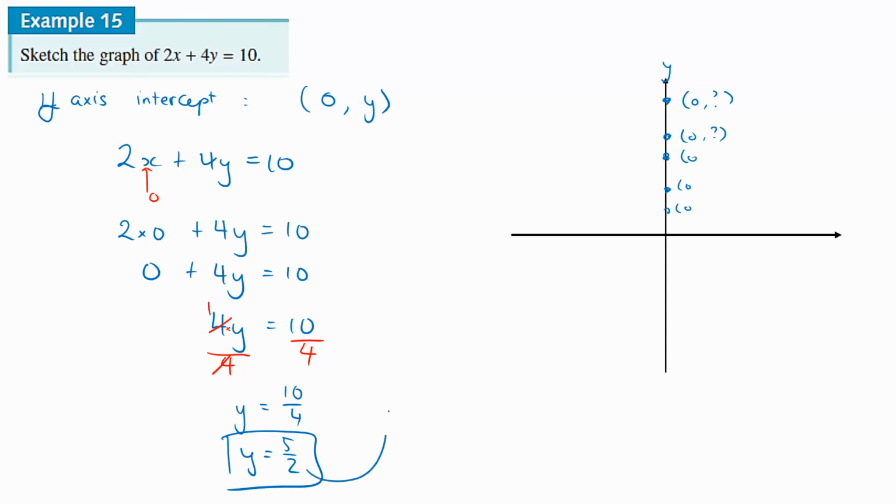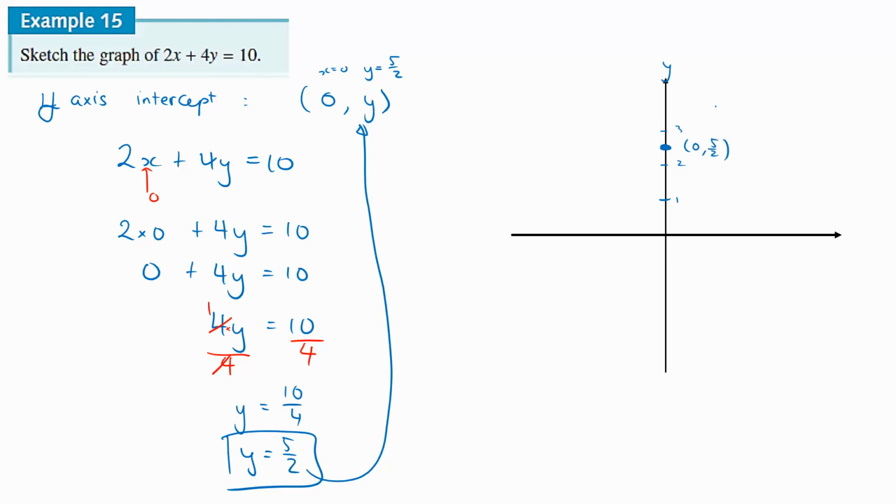So what does this mean? I've just figured out when x is 0, my y-axis intercept is 5 on 2, which is 2.5. So on my y-axis right now, at 5 on 2, which is 2.5, so 1, 2, 5 on 2, and this is 3. 5 on 2 should be around here. This is where my y-axis intercept is.